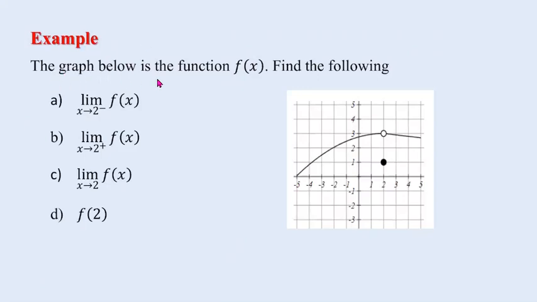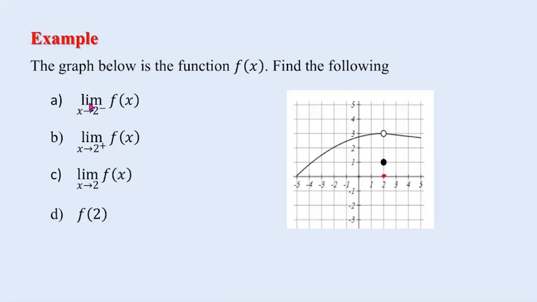Example: the graph below is the function f of x. So here is the graph of the function f of x. We have to find these. So in all of these, we are looking at x equal to 2, which is here. So this is x equal to 2 on the graph.